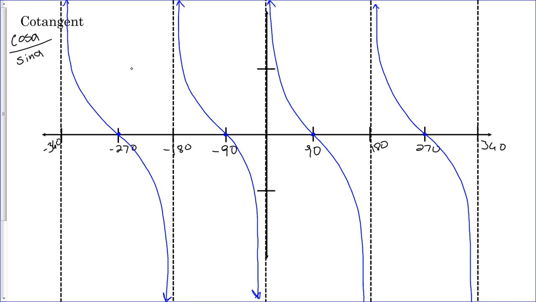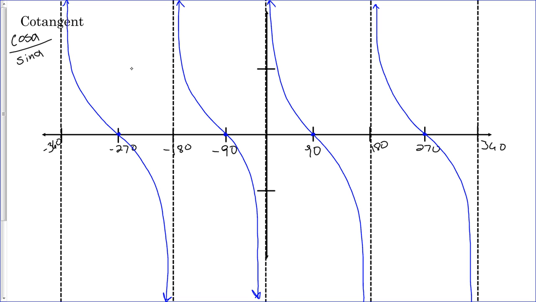If you can't remember which one has an asymptote at 0, take the tangent or the cotangent of 0. If you get a value, it goes through 0. If it's undefined or does not exist or whatever the calculator says, then you know you have an asymptote there.